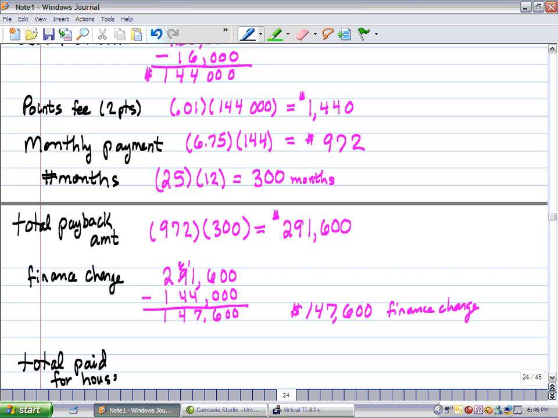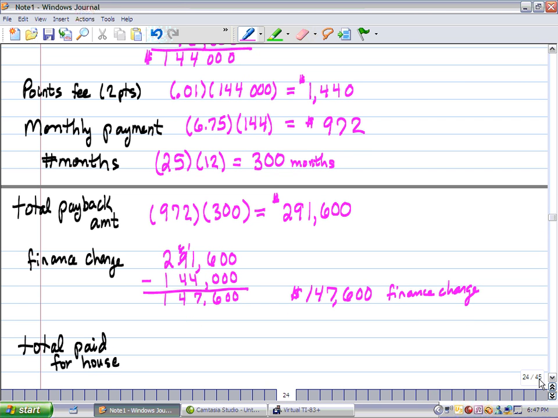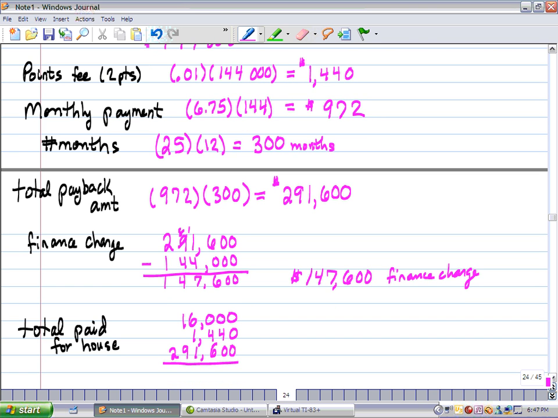Assume you didn't make any extra payments. Just made these regular payments. We're going to put down in the down payment $16,000. I'm going to put in the points fee, though there'll be other fees too. You'll probably get a house inspector, and sometimes there's a title search fee and various other fees. But we're just going to talk about these.